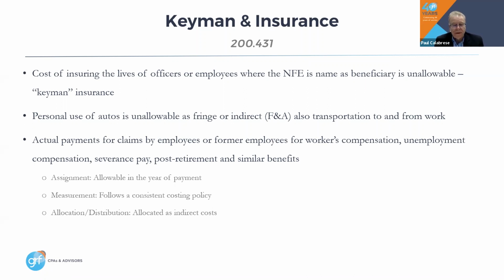Other unallowables are obviously things like personal use of an auto, and I'm talking about personal use, even if you report it on a W-2 or something like that, that still won't stand up to the test, so to speak. And obviously claims for workers' comp, unemployment, actual payments, all of that is fine. The general concept is that it's allowable in the year it's being paid. You're following a consistent costing policy and measuring it according to these cost principles, which provide more detail, and it's just allocated as an indirect cost.